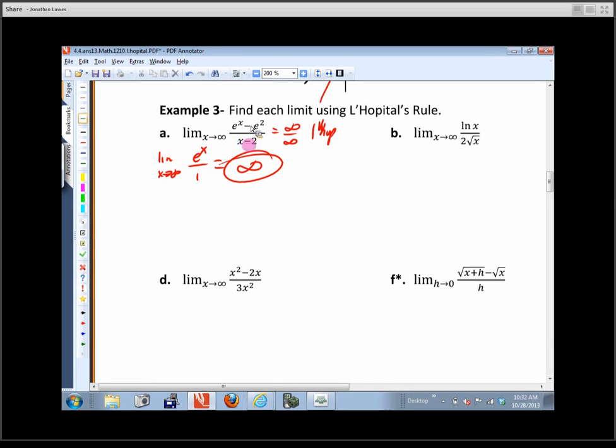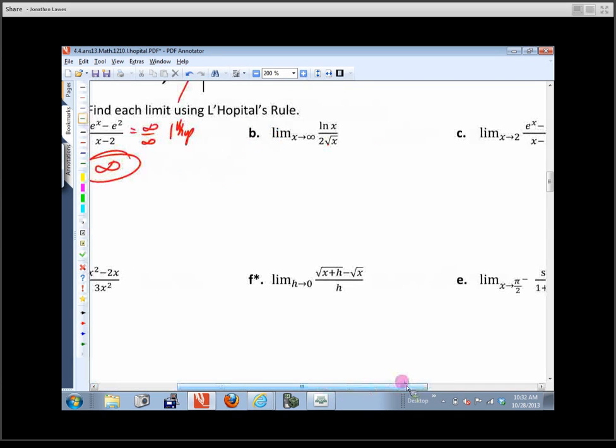They were both growing very fast, but the top one was growing faster. Okay? All right, so let's take a look at the next one. So we've got the ln of x over 2 radical x, and we're taking the limit as x approaches infinity.